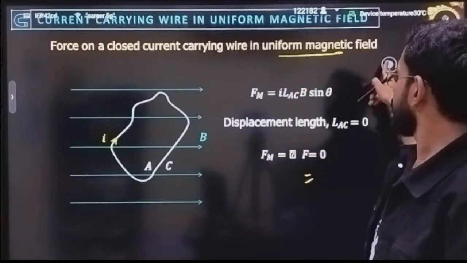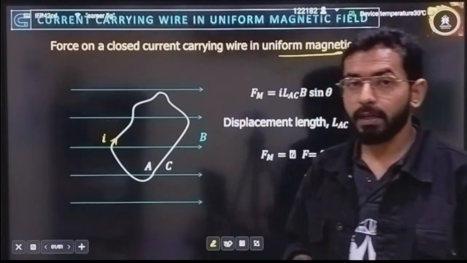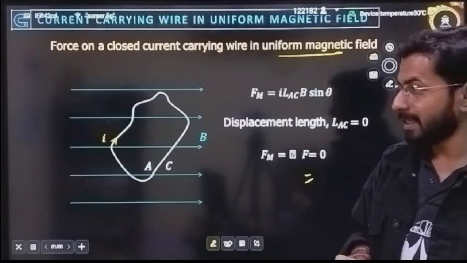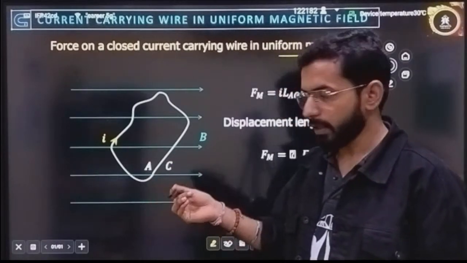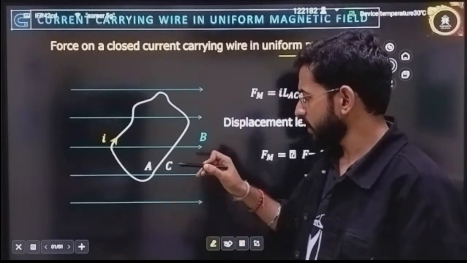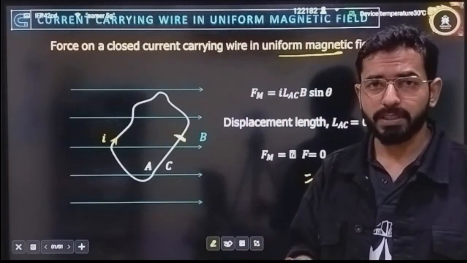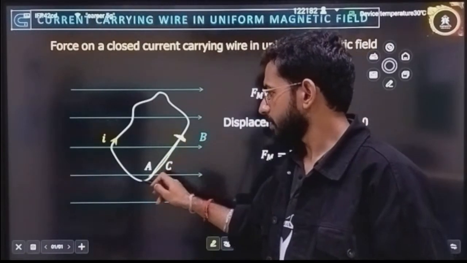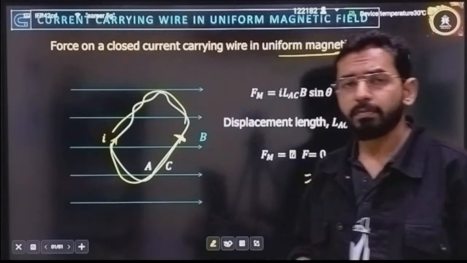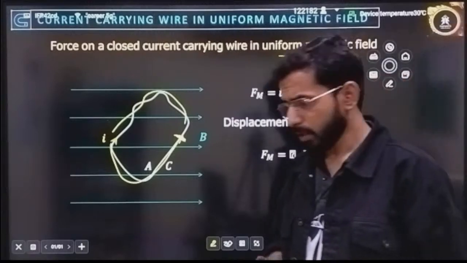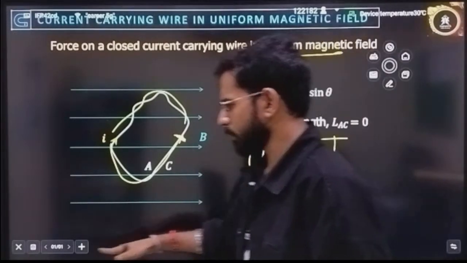Second thing, net magnetic force applied on a loop is always equal to 0. Why am I saying this? Because if you try to calculate the effective length, the position vector, you are initially and finally at the same position. Let's suppose you have started from here and again you are reaching the same point. That means what is the effective length that you have traveled, or the position vector, what will you be writing? 0. That means magnetic force will also be equal to 0.